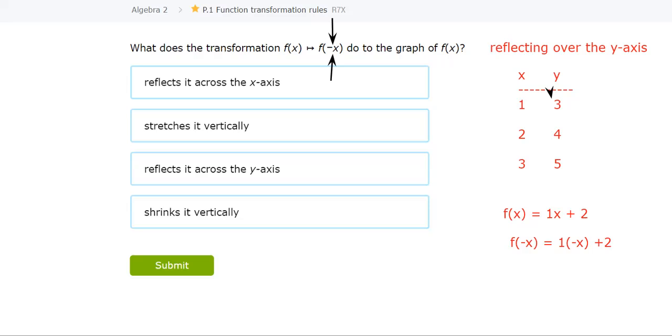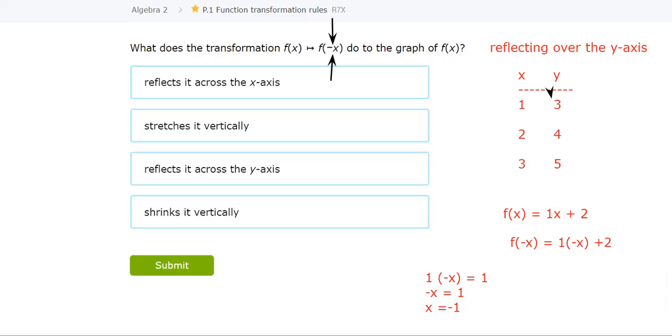Well, I would need this to equal 1. So 1 times some negative x has to equal 1. I can go ahead and divide by 1, which tells me negative x is equal to 1. And now I'm going to divide by that negative 1 that's out front of that x. So I know if I plugged in negative 1 for x, I could still get that 3.